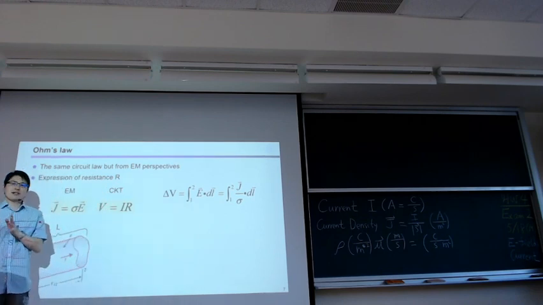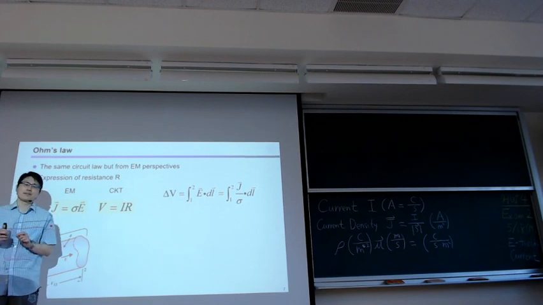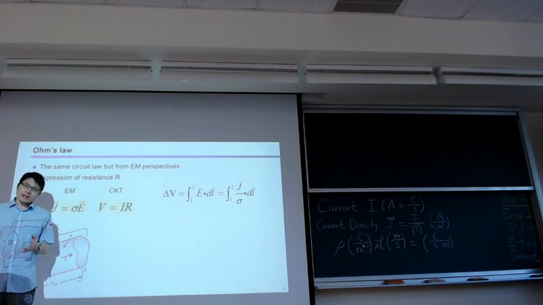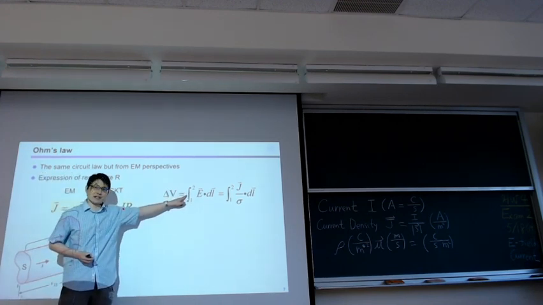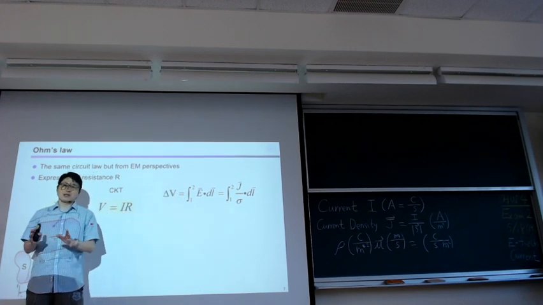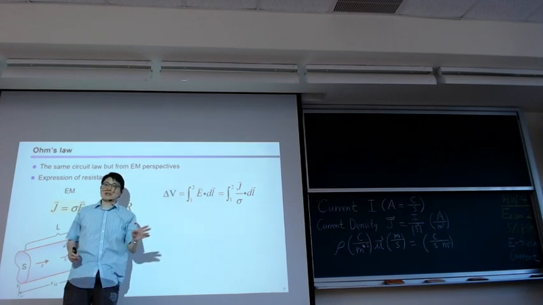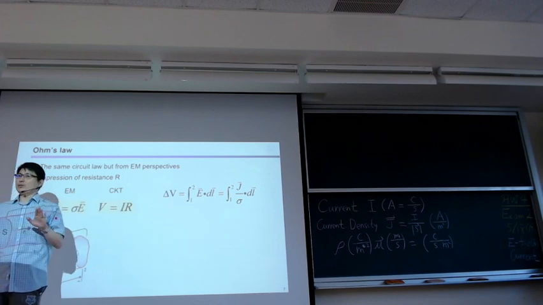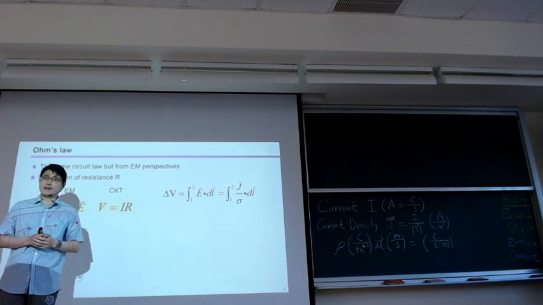Now you might be puzzled because in the definition of V, we focused on the fact that we need to add a negative sign. Right? I spent a lot of time telling you V is the negative line integration of E dot dl. But how come in here I don't have the negative sign? Can anyone try to answer that by yourselves?